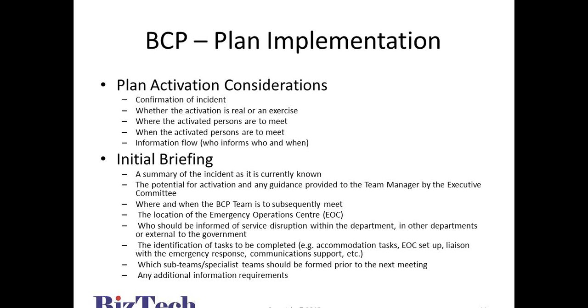And then plan implementation. Within the disaster business continuity plan, you need to document, develop, identify and determine what happens when there's an incident: what is the procedure to activate the plan. You have to confirm an incident, see whether it amounts to the level where you need to activate the plan, whether activation is real or an exercise, whether and when the activated persons are to meet, and how the information should flow, the chain of communication.